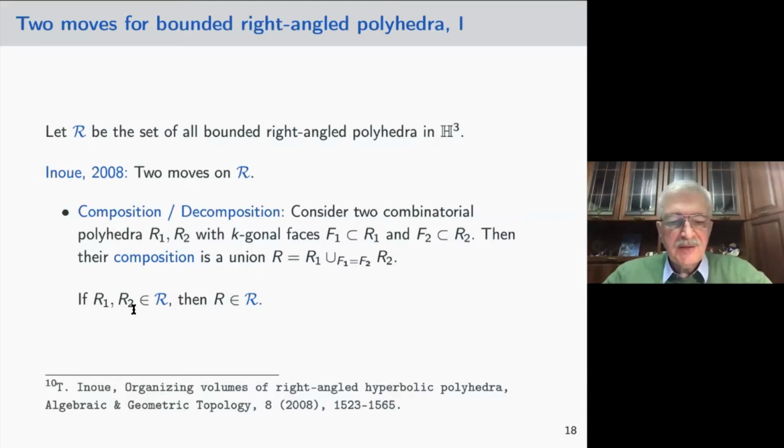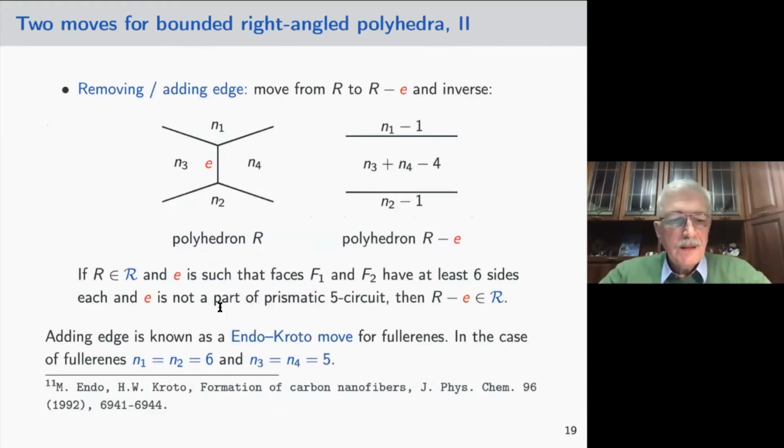So if you start from a right-angled polyhedron, then the resulting polyhedron also can be realized as right-angled. So not just combinatorial gluing, but also geometrical gluing. And another move related with a local operation is removing or adding an H.